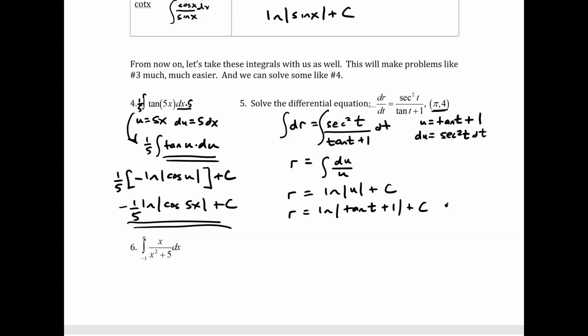That is the general solution, but we don't want the general solution to the differential equation. We want the specific solution to the differential equation. So that means we should plug in pi for t and 4 for r. So we get 4 equals ln tan of pi and then plus 1 plus c. And it actually turns out that the tangent of pi is 0.